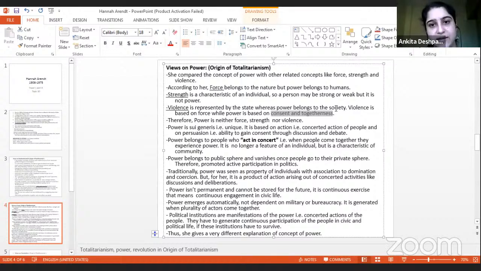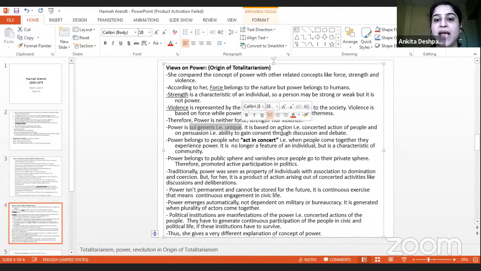So power belongs to society while violence belongs to state. Violence can be based on force, but power is based on consent and togetherness. So, simplistically put, there is a difference between force, strength, and violence, and power. Power is in society, power is in consent, power is in togetherness. Heard the terminology united we stand, divided we fall? That's the concept she's using. When your consent is there, when you're together, peacefully, cohesively, there is cooperation, you are united. That is nothing but your public realm, as different from state, because state uses violence, it uses force, while society uses consent and togetherness.